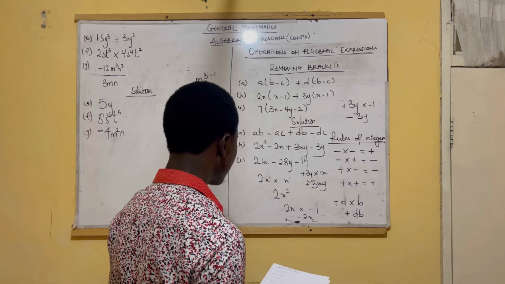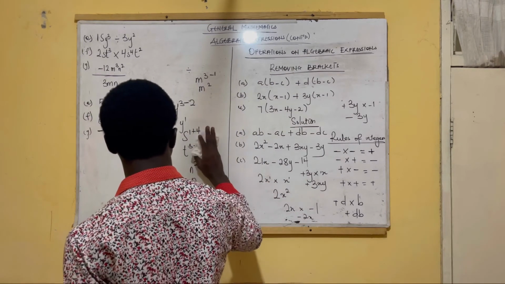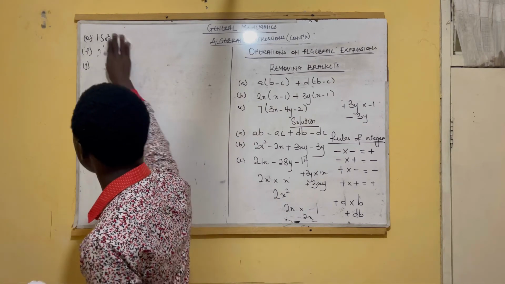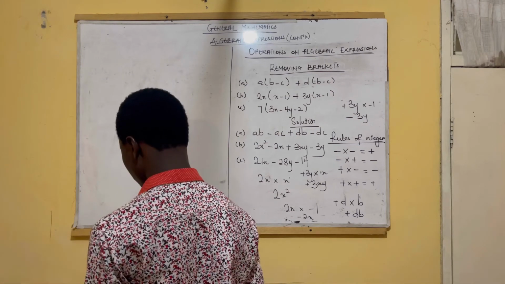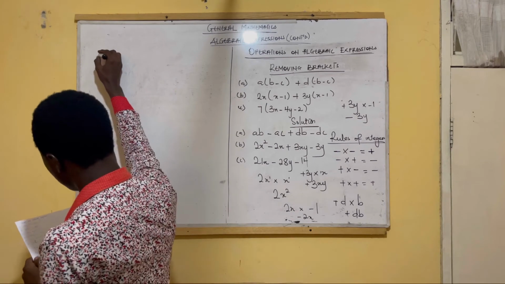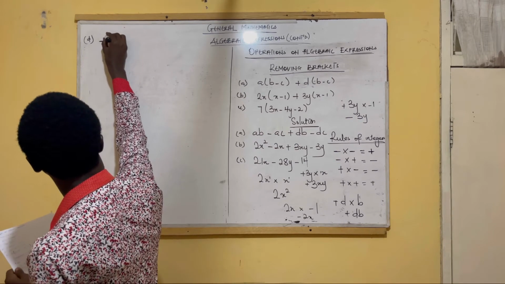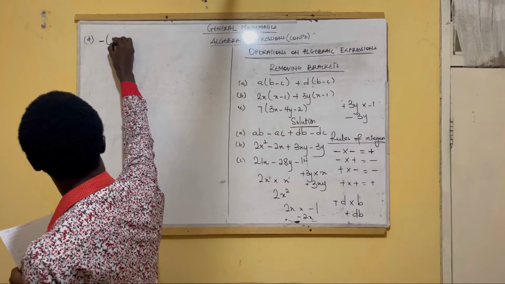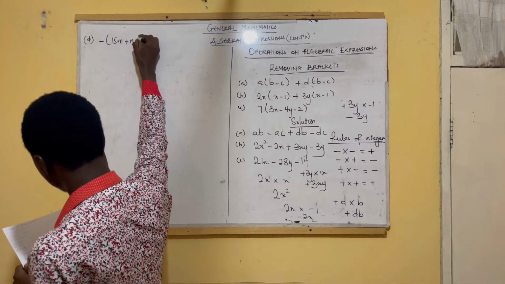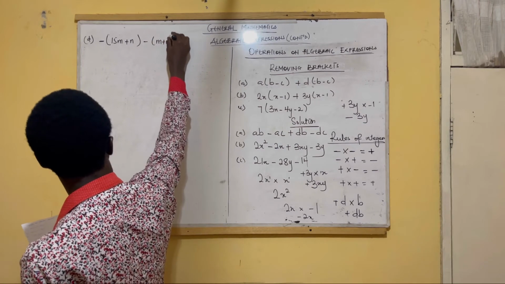Alright, next one. Let me write them here. With these ones, I'll be glad if you try them yourself. So we have, what's that? D. So we have minus into bracket 15m plus n minus m plus n.